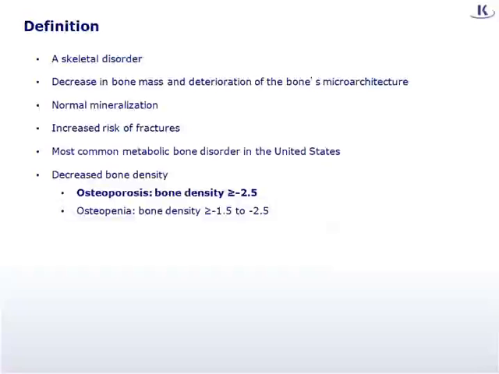In measuring bone density, the mean is considered to be the bone density of an average 30-year-old woman. A bone density of 2.5 or more standard deviations below the mean denotes the presence of osteoporosis. Now, by contrast, osteopenia is a condition of lower than normal bone density that can progress to osteoporosis. In osteopenia, bone density is between 1.5 to 2.5 standard deviations below the mean.